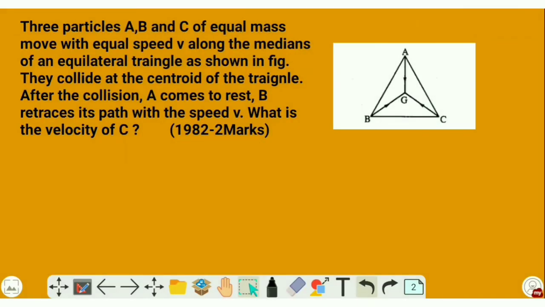Okay. Problem: three particles A, B, and C of equal masses move with equal speed v along the medians of an equilateral triangle as shown in the figure. They collide at the centroid of the triangle. After the collision, A comes to rest, and B retraces its path with speed v. What is the velocity of C?